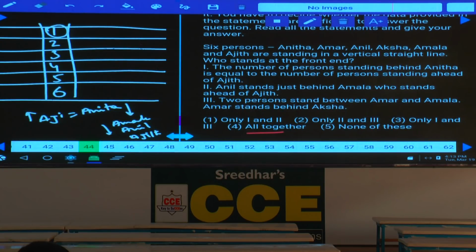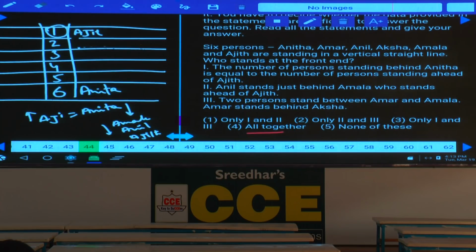Now Amala, if you take Amala at this place, next Anil is here. If Amala is here, consider the number of persons in between Ajit and Anita. What are the different possibilities we have? First let us fix these 2, Ajit and Anita. Where is Anita here? If Ajit is at the first place, then Anita will be here, isn't it? Then the number of persons behind Anita equals the number of persons before Ajit.